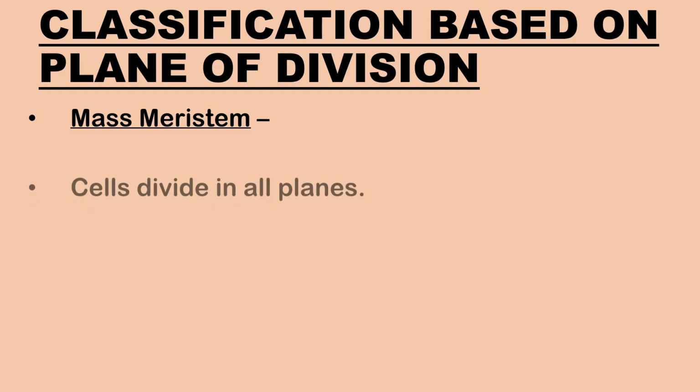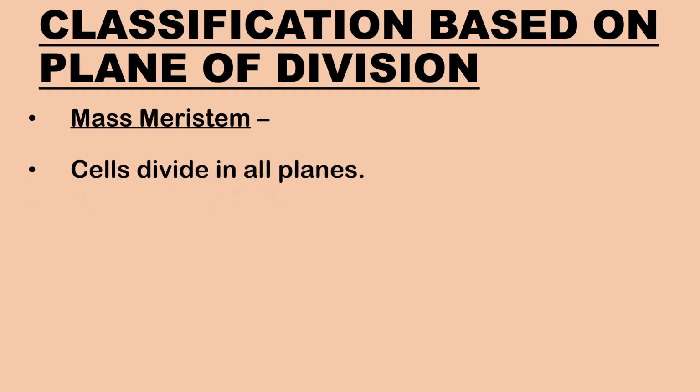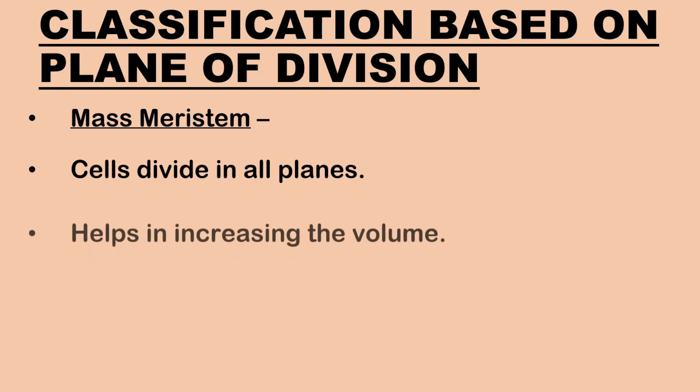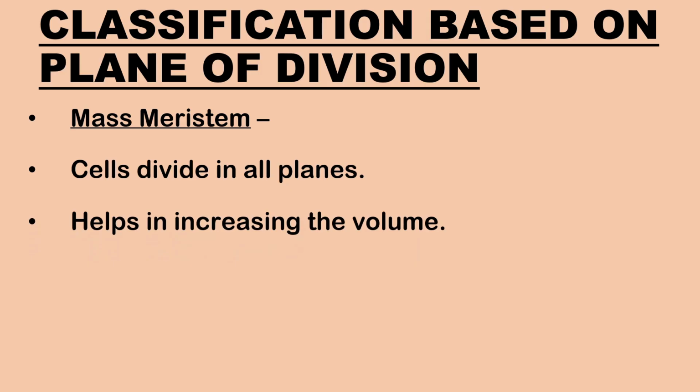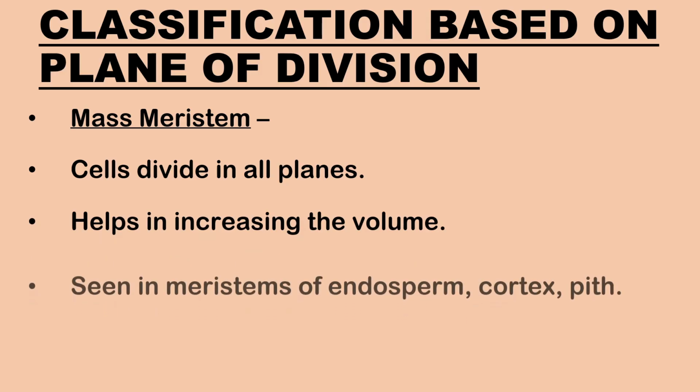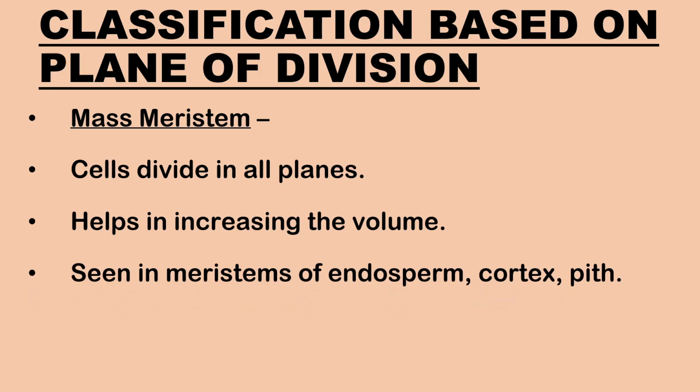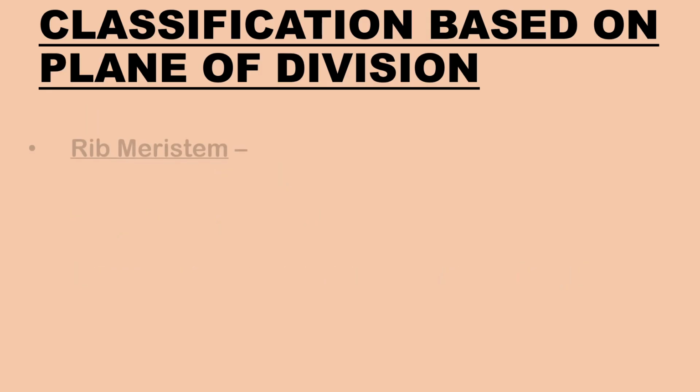Finally, classification of meristem based on plane of division. Mass meristem or block meristem has cells dividing in all planes, produces a mass of cells, and help in increasing the volume as seen in meristems of endosperm, cortex, and pith.